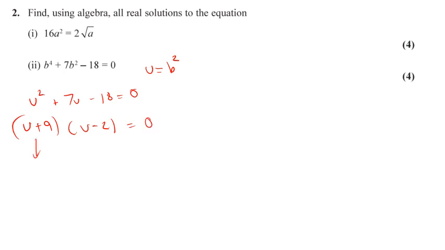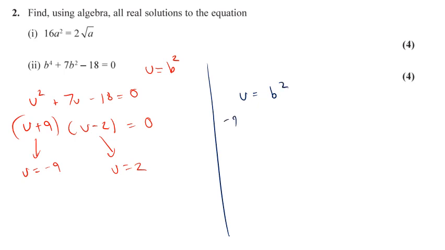So either u equals minus 9 or u equals 2. Then we just need to go through, remembering that u equals b squared. So either minus 9 equals b squared, in which case no real solutions, because there are no real solutions when you square root a negative number.